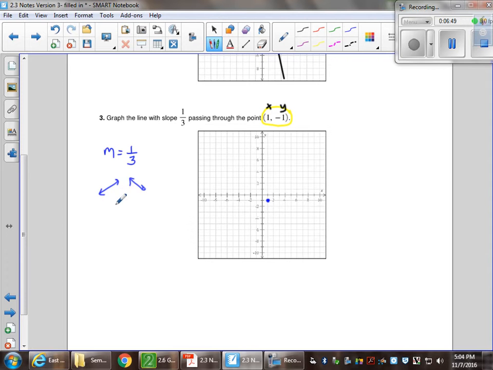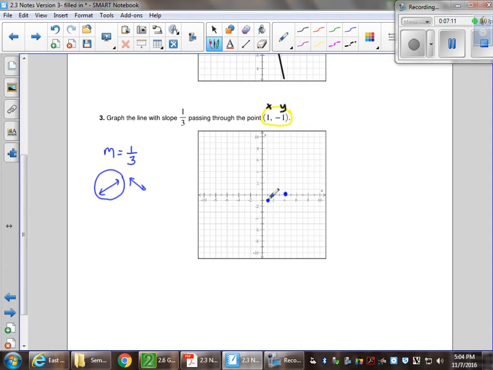Increasing or decreasing? Increasing. So let's go up and down. So from 1, -1, if I go up, do I need to go right or left to maintain my mental picture? Hopefully you said to the right. So up 1, to the right, 1, 2, 3.